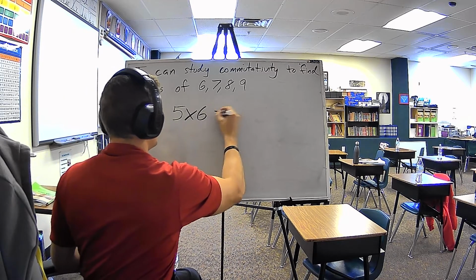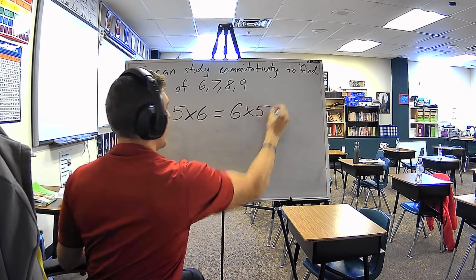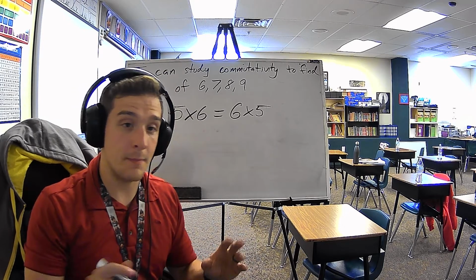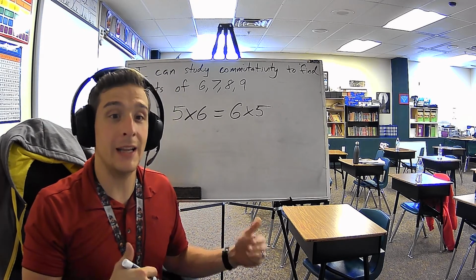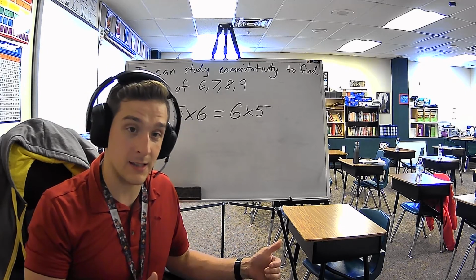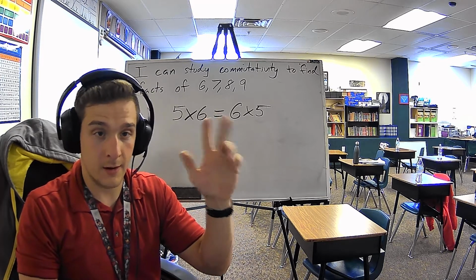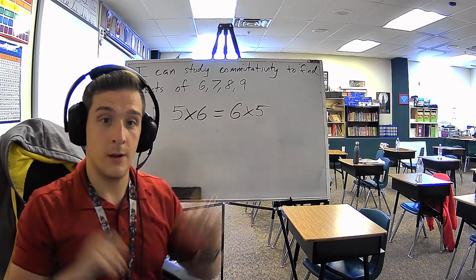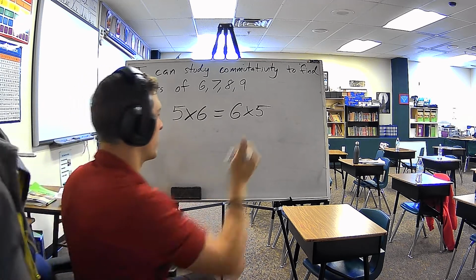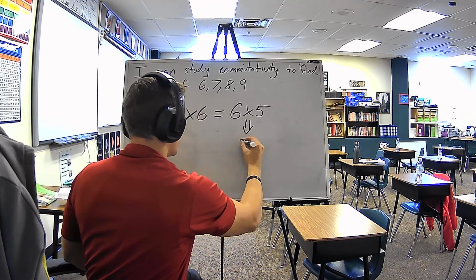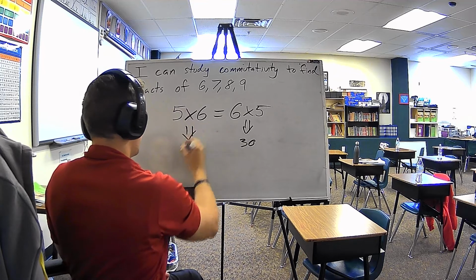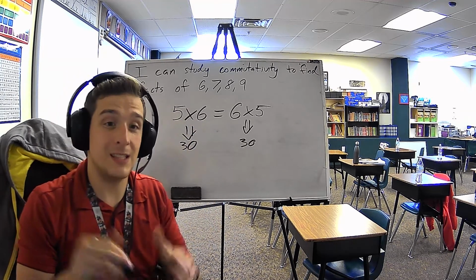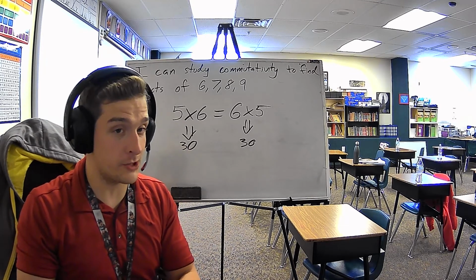We know that 5 times 6 is the same thing as 6 times 5. Now we can skip count by 5 six times, which, again, I'm not a fan of the word easier, but you're less likely to make a mistake counting by 5s than by 6s. 5, 10, 15, 20, 25, 30. So 6 times 5 is 30. If I know that equals 30, that means I also know that 5 times 6 is also 30. Once again, this is a very, very helpful strategy.